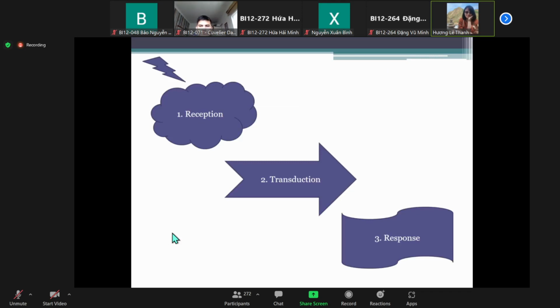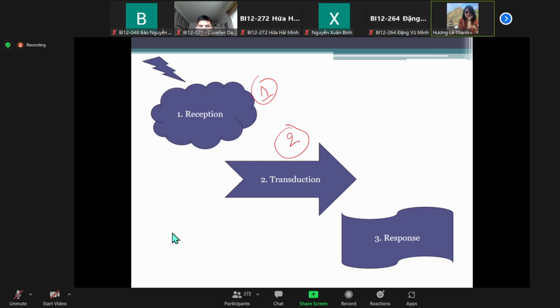So in general, communication has 3 stages. First is reception, just like when your friend sends you a message, you first need to receive the information from the friend, right? We call that reception. And the second is transduction, where we translate what type of message they sent.